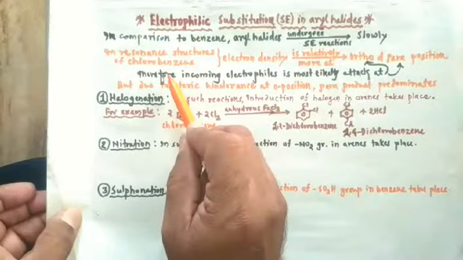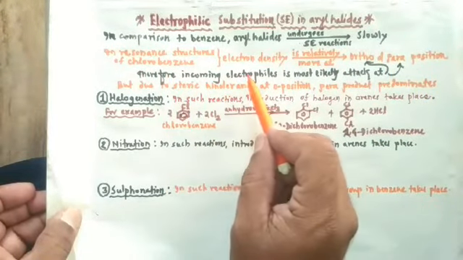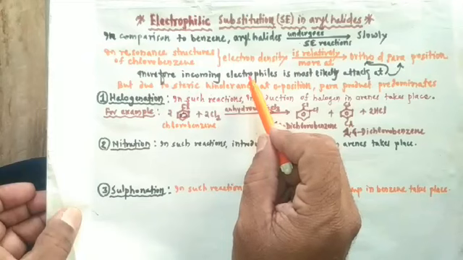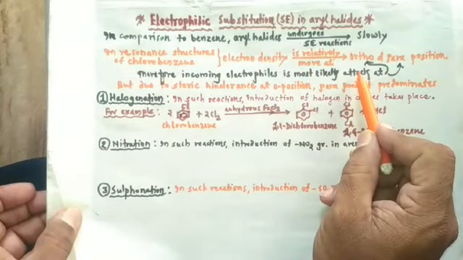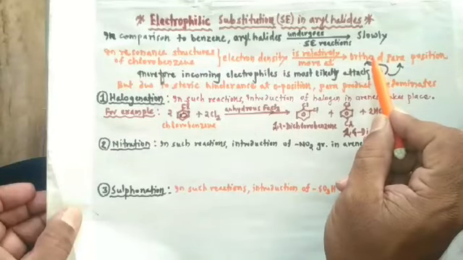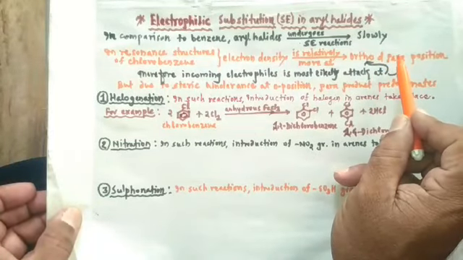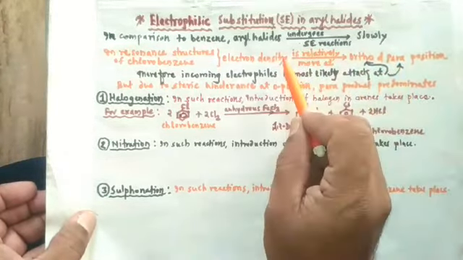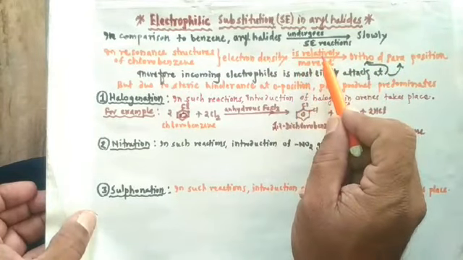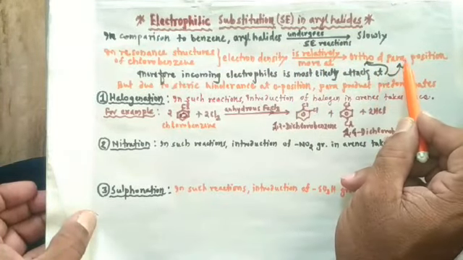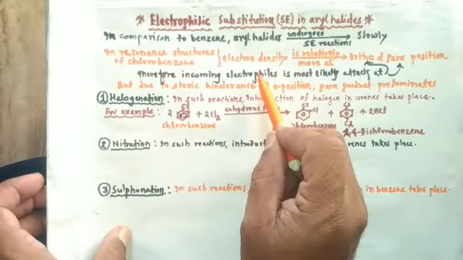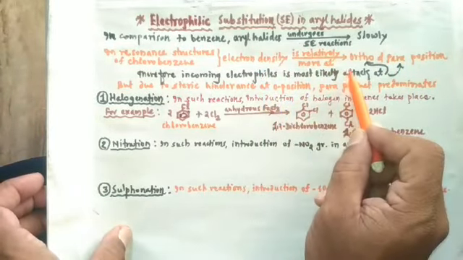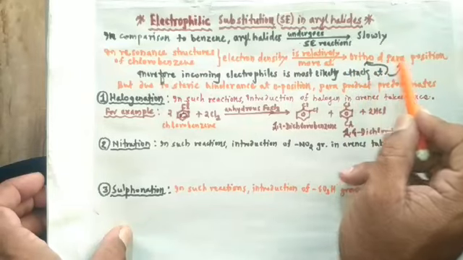So therefore, incoming electrophiles are most likely to attack at the ortho and para positions. Since the electron density is relatively more at the ortho and para positions, therefore electrophiles attack at the ortho and para positions.